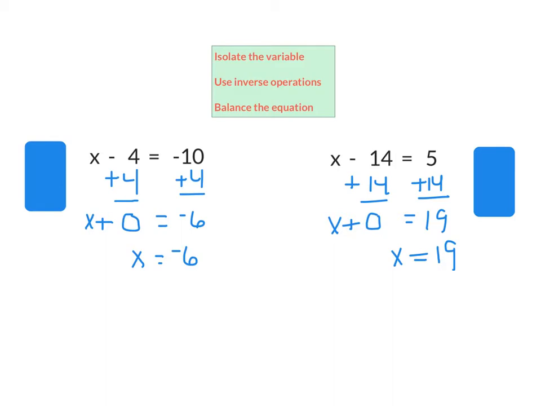I hope this has helped you understand how to solve equations using addition and subtraction.